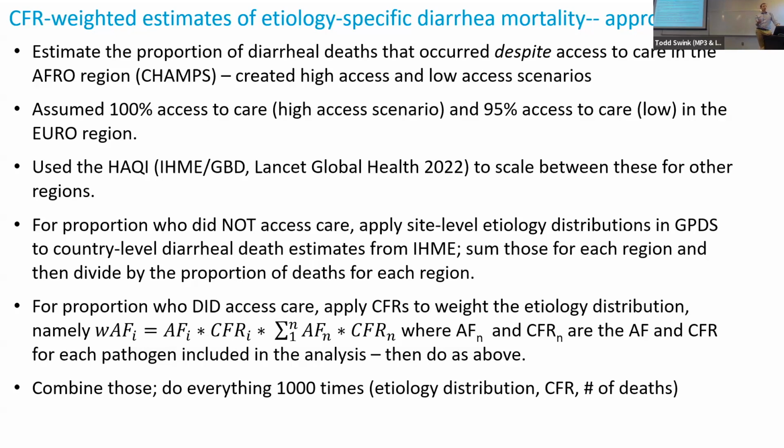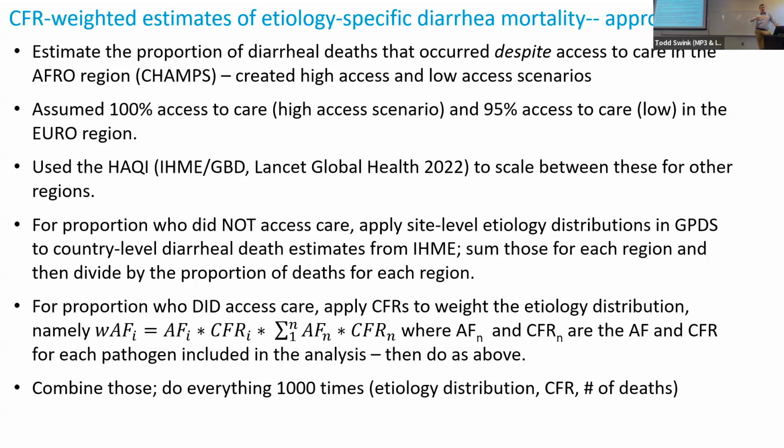CHAMPS has enrolled children who died of diarrhea, and they have several ways of assessing whether those children ever accessed care. They ask whether there's a clinical report of them getting IV rehydration. They also ask the mothers, did you bring the child for care? The former is probably conservative, the latter maybe less so. So we created these high and low access scenarios for the Afro region, which is where CHAMPS almost exclusively has data on diarrheal deaths. We then assumed in the Euro region, which is part of GPDS, that access to care should be very, very high. So we said 95%. We then used a metric of healthcare access developed by IHME, and we scaled for all of the other WHO regions effectively between these two extremes. All very sketchy, but really fun.